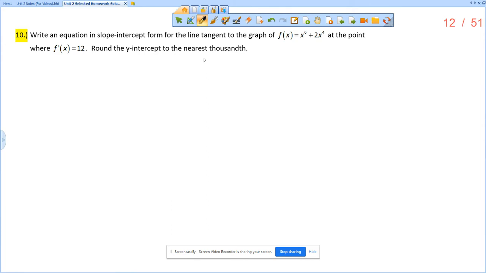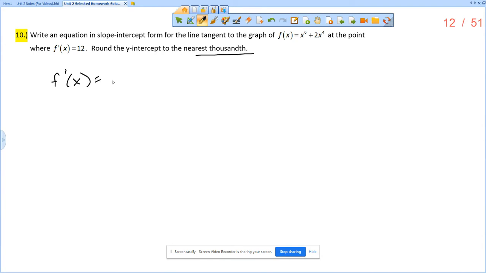As soon as you see this nearest thousandths, you know it's going to be a calculator question. It says write the equation in slope-intercept form for the line tangent to the graph of this. First of all, I need an equation for a tangent line, so I'm going to need the derivative. Let's start here. I'm going to write f prime of x equals.